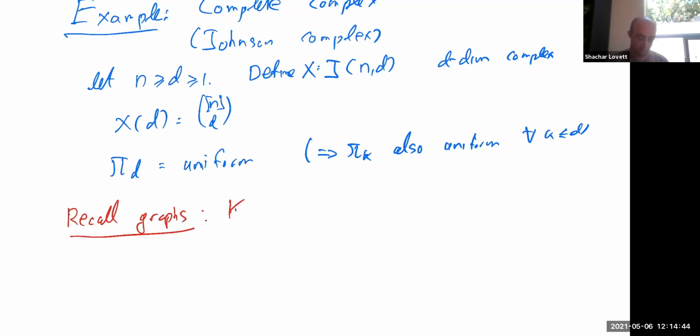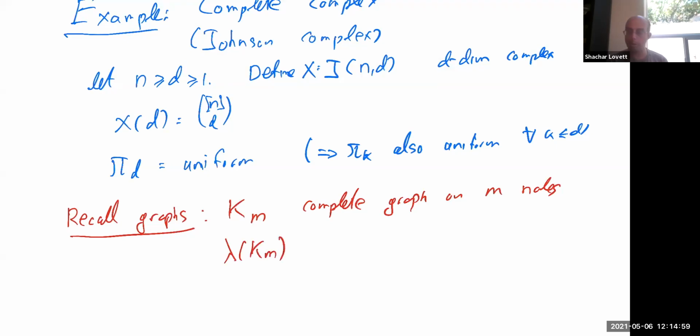So we denote by K_M the complete graph on M nodes. And we've seen that it's a really good expander, and its eigenvalue is going to be something like 1 over M minus 1. Right, so it's really, really good. And now I'm claiming that we can use this fact to understand the eigenvalues of the complete complex. Why?